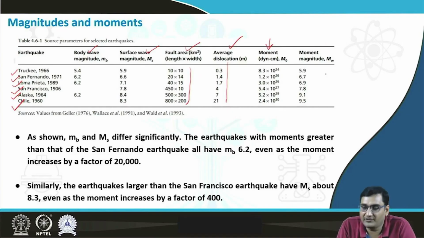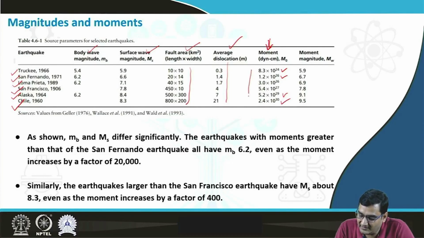And finally we will talk about the moment magnitude scale. So now let's concentrate on the values of the body wave magnitude and the surface wave magnitude, and now look at the moment. The Turkey earthquake's moment is quite a bit smaller than the San Fernando earthquake's. Likewise, San Fernando's moment is smaller than Loma Prieta's, Loma Prieta's is smaller than San Francisco's, San Francisco's is smaller than Alaska's, and Alaska's is smaller than the Chile earthquake's. So the moments are in increasing order from the Turkey earthquake to the Chile earthquake, from top to bottom.